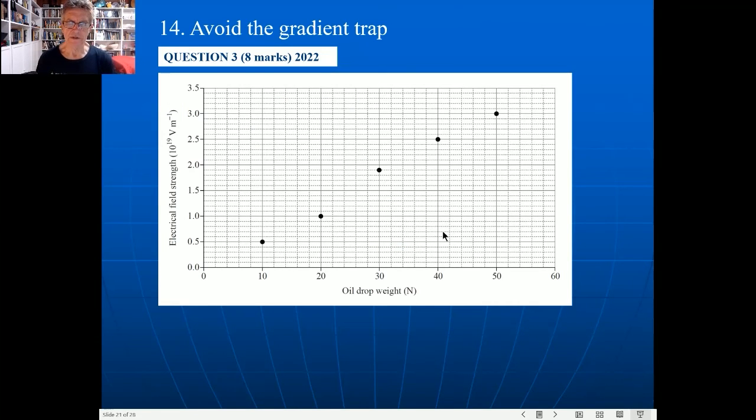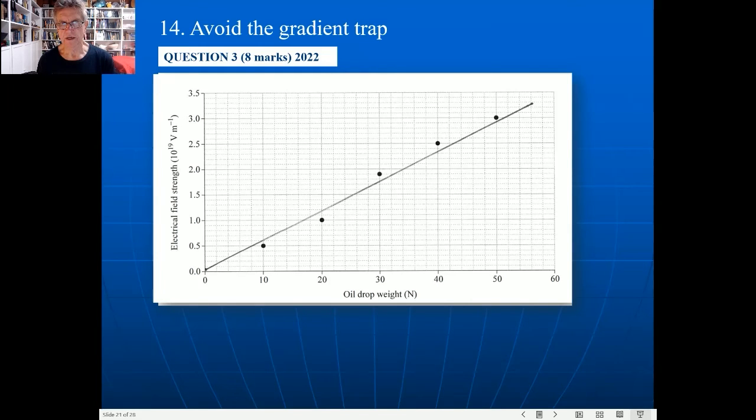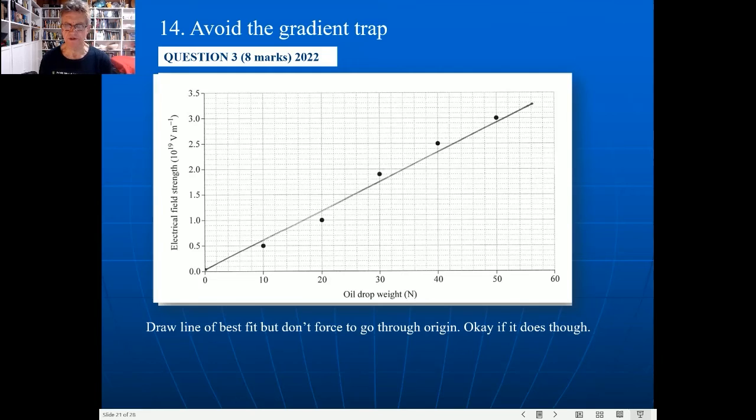Another one for the gradient trap. Here's one from 2022. You had to draw a line of best fit. Now that looks pretty much like it. You've got a couple below the line, and this one is almost on the line, but it's about the best I could do, some below and some above. And it goes through 0. Now, it doesn't have to go through 0. Some of these lines look like they'll go through 0, and the key thing is don't force them to go through the origin. It's okay if they do, but don't force them.